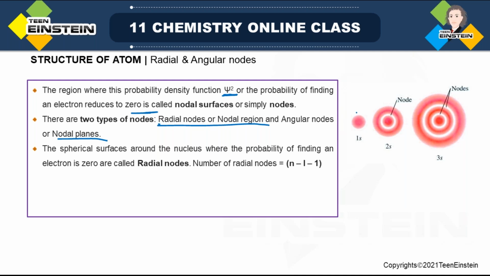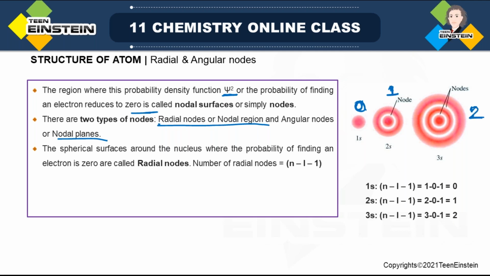For the first one, 1s, it is actually 0 nodes. So these nodes that you are seeing, we are talking about radial nodes. And for 2s, there is only one node. For 3s, how many nodes? 2. So how will we get it? You will get it by using this formula.